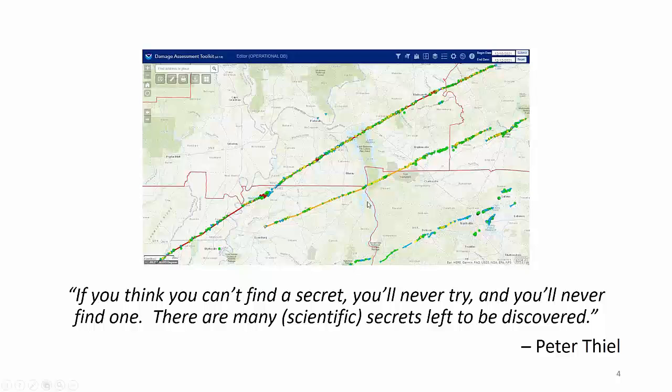So I just want to share a screen, and this is what the DAT looks like. This is the Mayfield, Kentucky tornado from last December, a series of two F4s there, and we think we have a secret to share with you today.